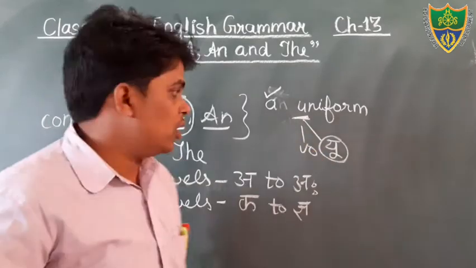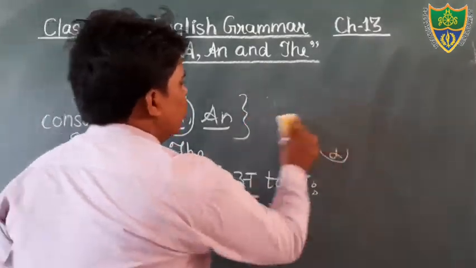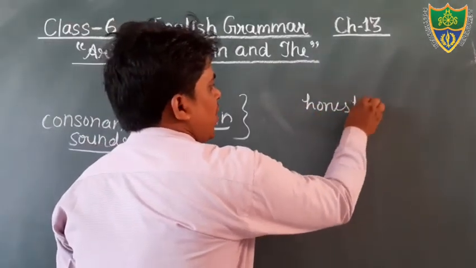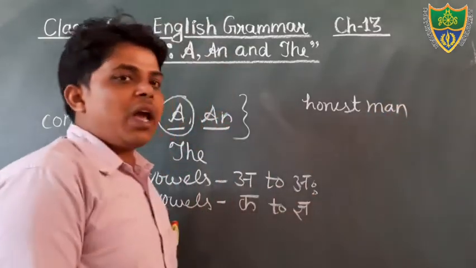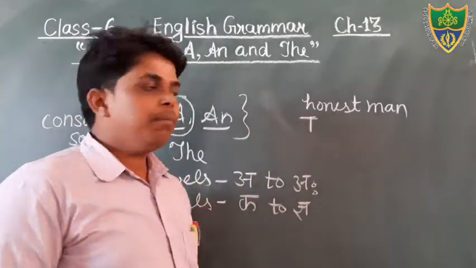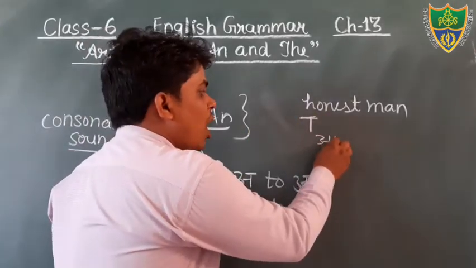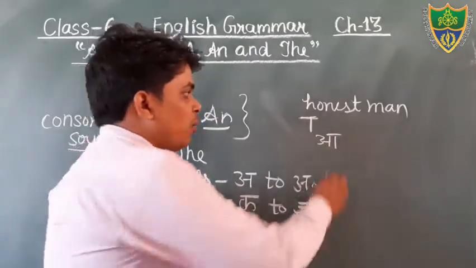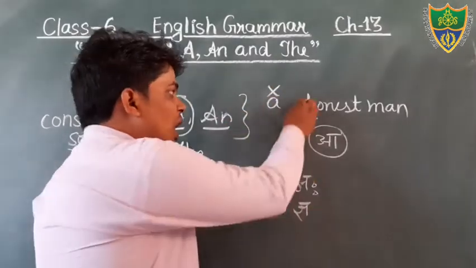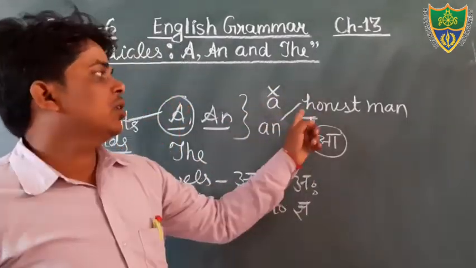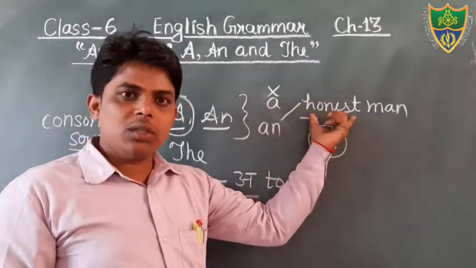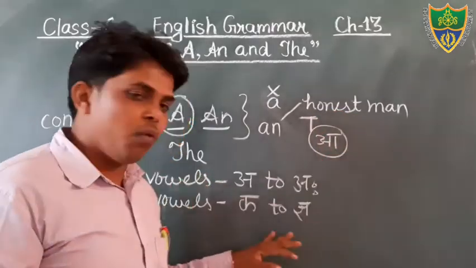Okay, students? In the same way, I also told you one more example, honest man. Just see, honest man. The letter H according to the English letter is a consonant. But the pronunciation of this word is 'onest. Therefore, we will not use a here, that is wrong. We will use the article an, because the beginning of this word produces the sound of a vowel.